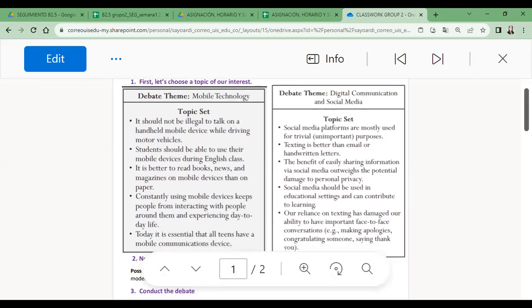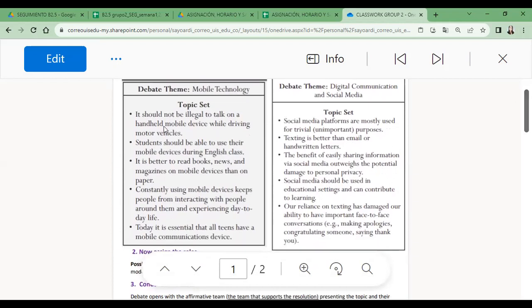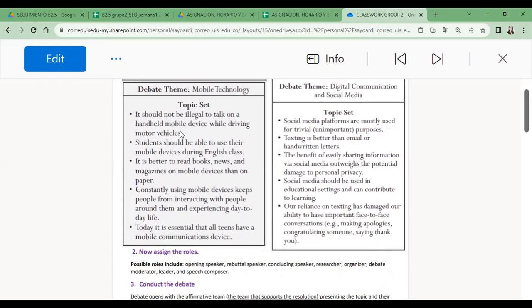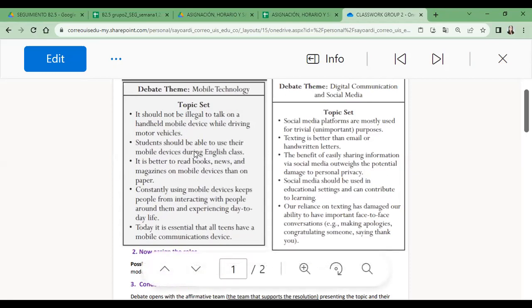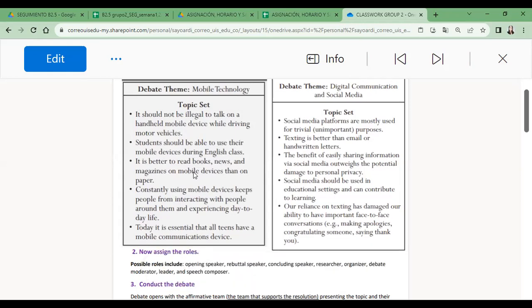So in mobile technology we have: it should not be illegal to talk on a handheld mobile device while driving motor vehicles. Students should be able to use their mobile devices during English class. I don't think we have to debate a lot on this one. It is better to read books, news, and magazines on mobile devices than on paper.